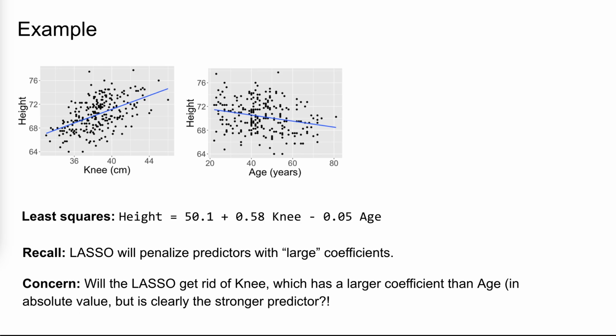Mainly, does this penalty mean that the LASSO will get rid of the knee predictor, which has a larger coefficient than age but is clearly the stronger predictor? In short, no, but let's explore why.